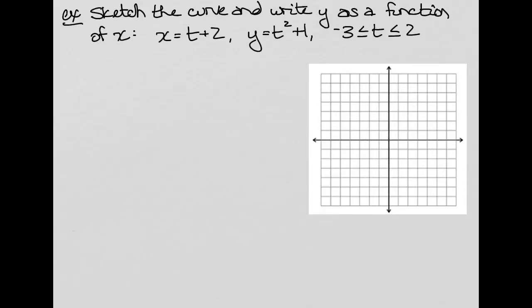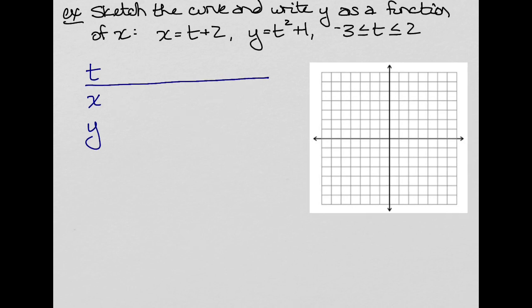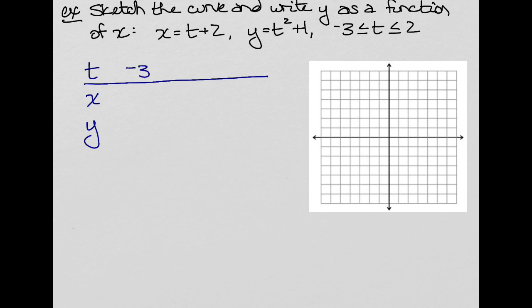Given parametric equations, we can sketch the curve that they represent and then write y as a function of x or x as a function of y. In order to sketch the graph, I'm going to pick values of my parameter, which is t, and see what I get for x and for y. My range for t values is -3 to 2.